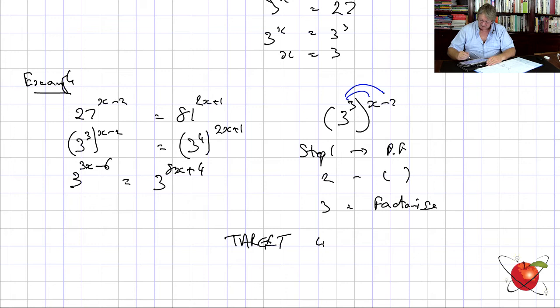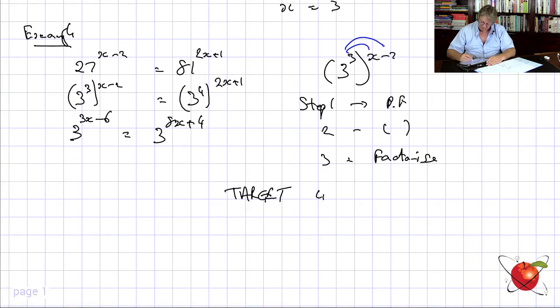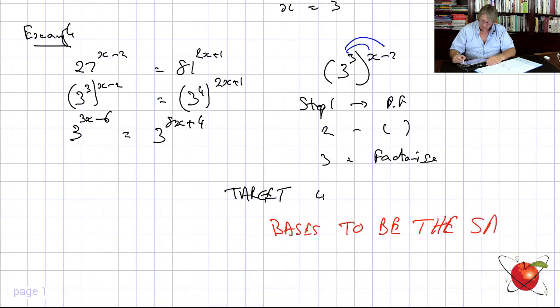We are targeting what? What's the target we're after? We want the bases to be the same. That's what we're after. Right? So here I've got my base is a 3 on the left and a 3 on the right.